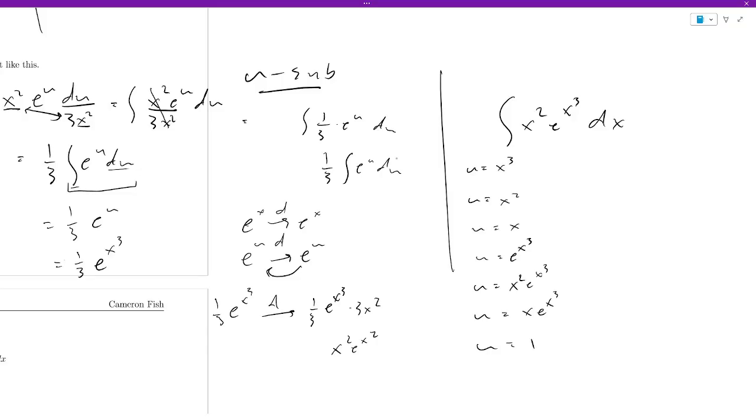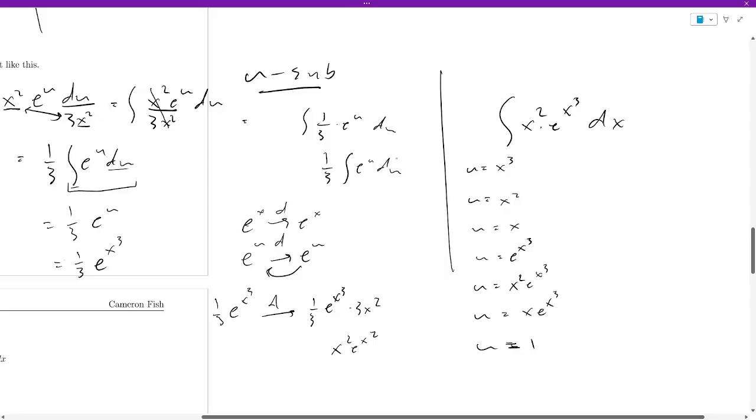U could be 1, it's technically possible. So, yeah, there's a lot of options I'm writing here, but they're all just different pieces of the original integral, and there's only so many pieces of the original integral. Very typically, it's going to be the piece that looks like the inside function of part of it. And what you're really hunting for is something whose derivative also shows up, ideally being multiplied as a factor in your integral.